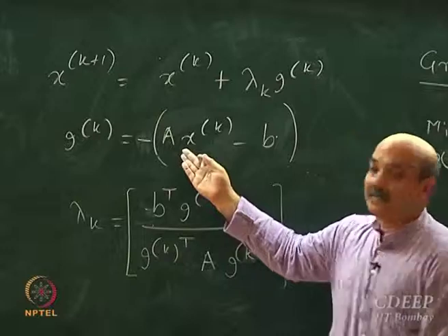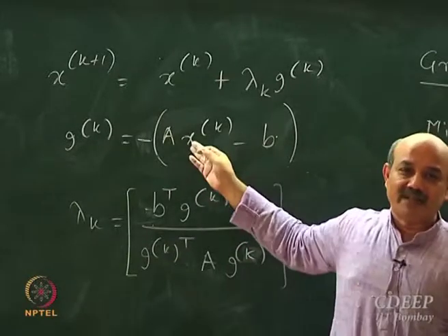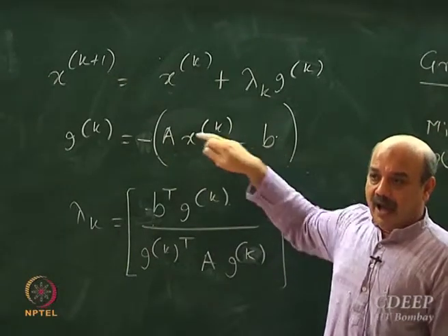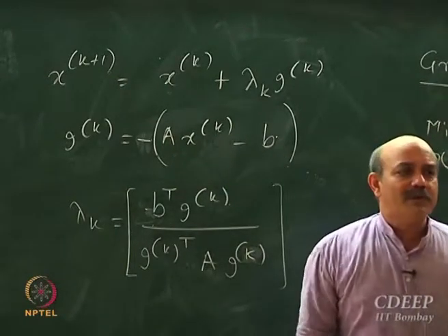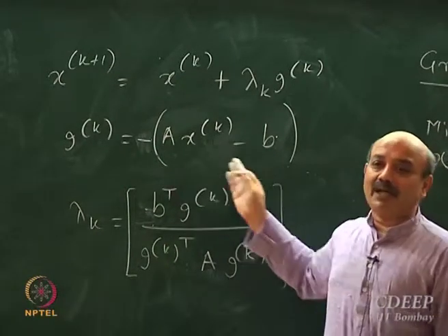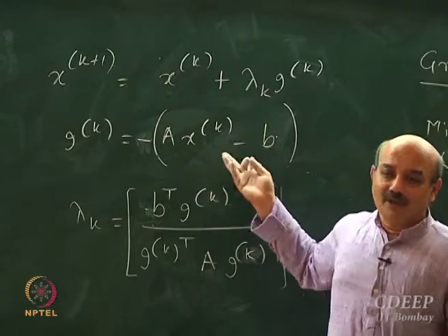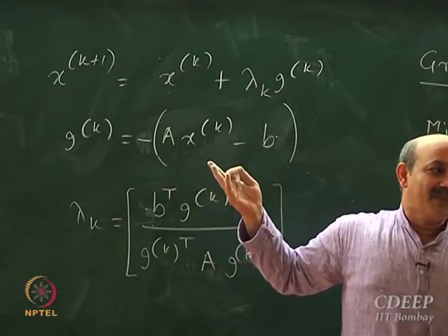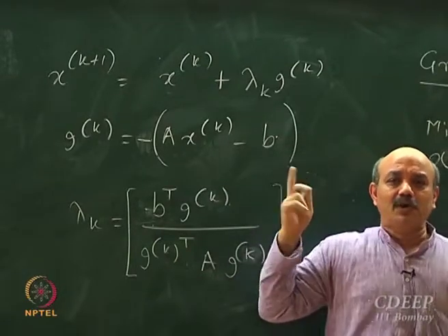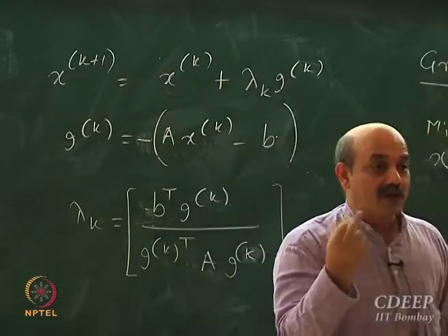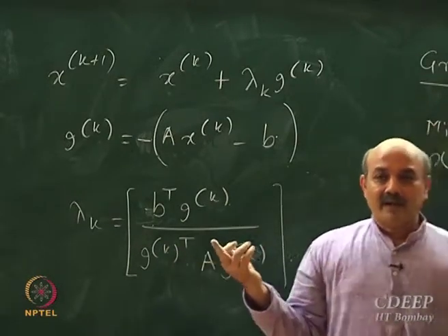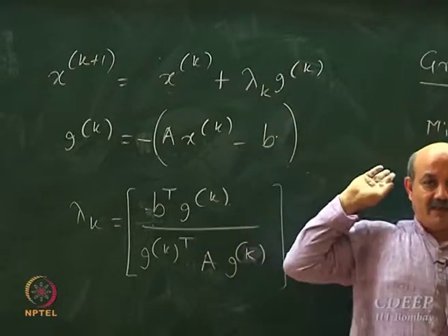Gradient direction is nothing but actually the error between right hand side and left hand side. This is my guess solution. This is my B. Actually I want this. When will you get the solution? When the gradient becomes equal to 0. What is the meaning of gradient becoming equal to 0? You have reached the solution. Very straightforward, simple interpretation in this case. Gradient becoming equal to 0 is the necessary condition for optimality.